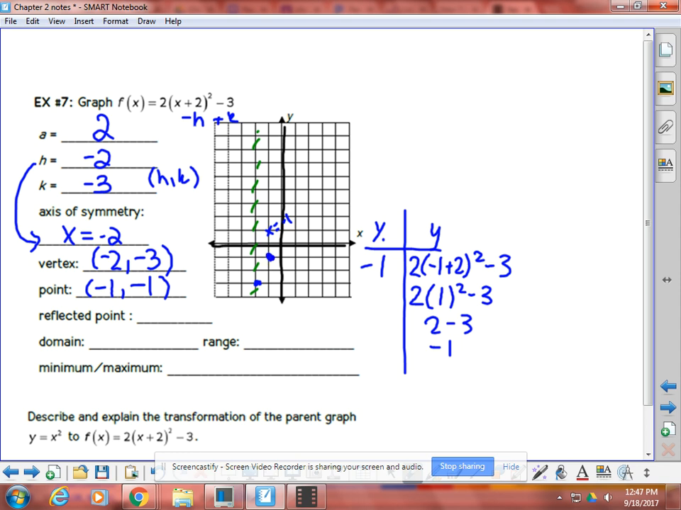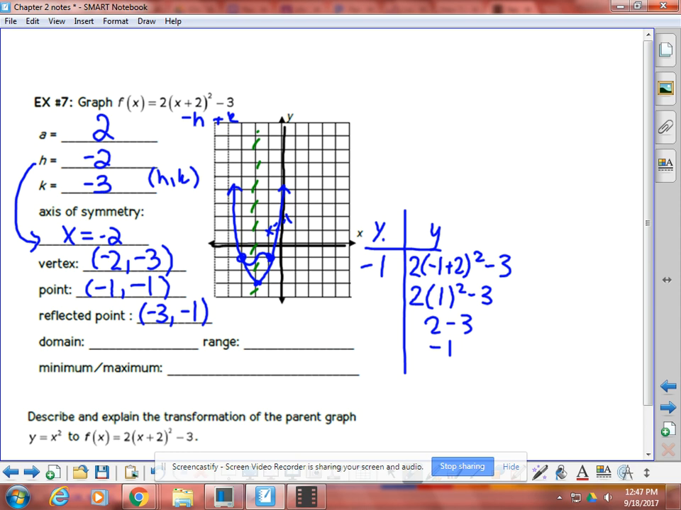Okay, so back 1, down 1. So this is 1 away from my axis of symmetry, so I'm going to go 1 away this way. So my reflected point is back 1, 2, 3, negative 3, down 1. Okay, so then you have that.